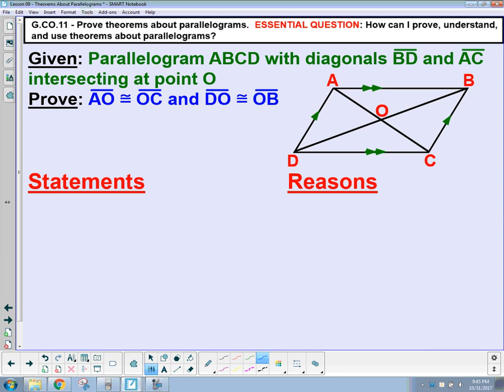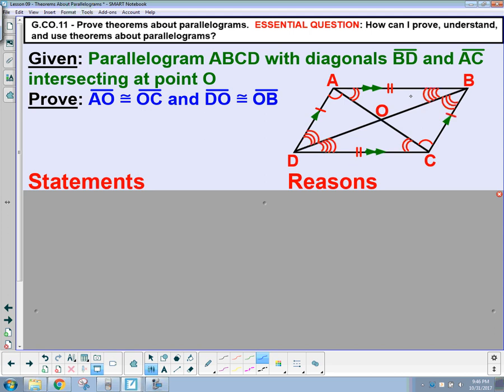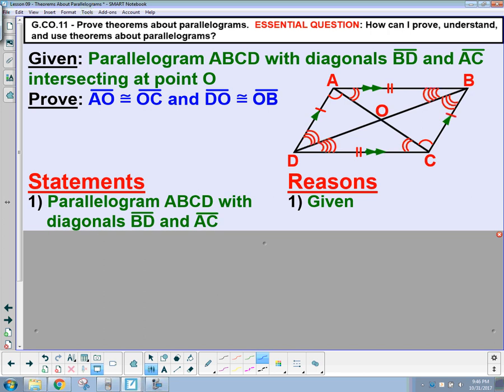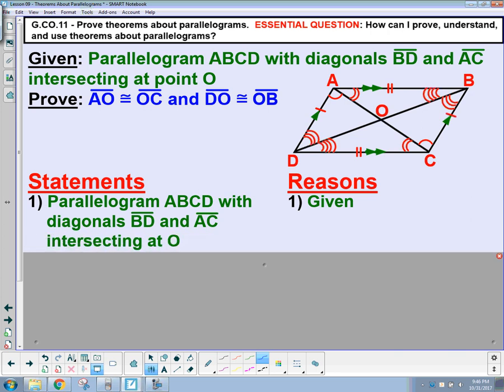Parallelogram ABCD with diagonals BD and AC intersect at point O. Prove that AO is congruent to OC and DO is congruent to OB. In other words, do the diagonals bisect each other? So, yes, that is a lot to take in, but I tried to explain myself thoroughly. So, always start off with what's given. You have diagonals BD and AC, and they do intersect at O. Again, this is always given, and it's always first.